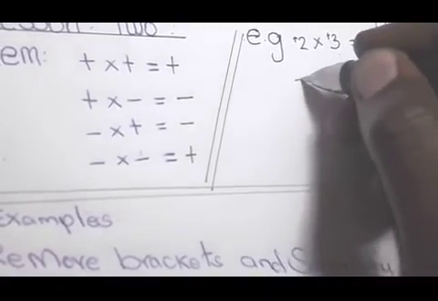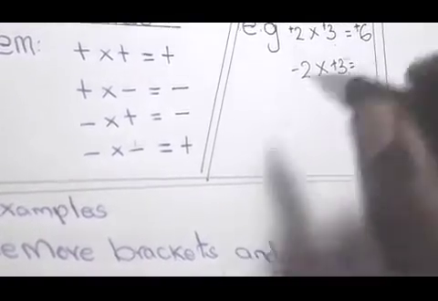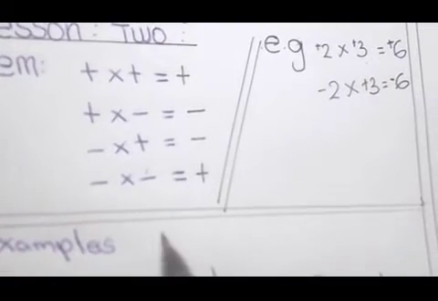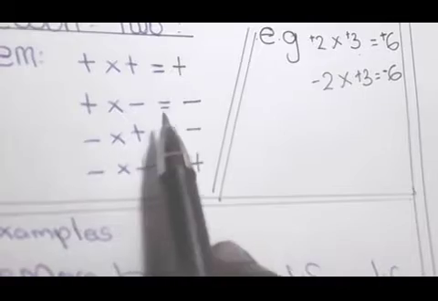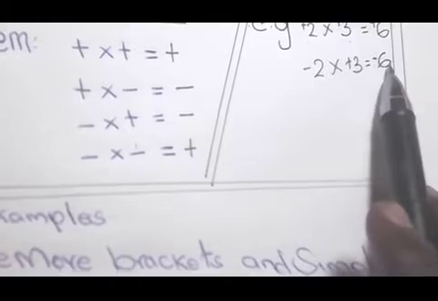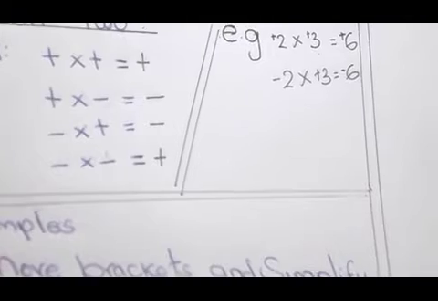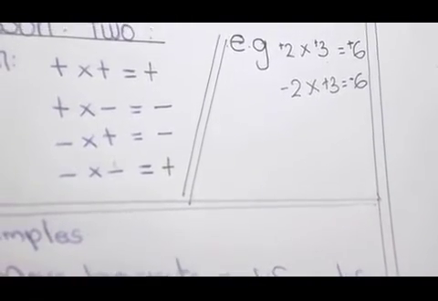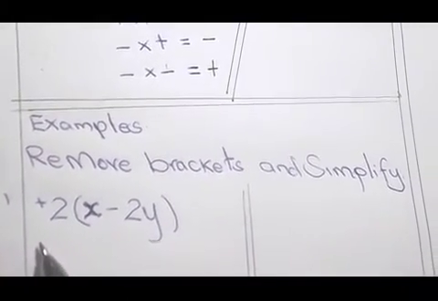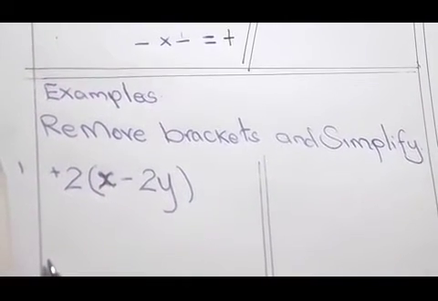Then if I have a negative 2 times a positive 3, what do I get? According to this knowledge, we shall have a negative 6, because a negative times a positive is a negative. You can train on those signs. Now, coming to our examples using this knowledge, we have our example which says remove brackets and simplify.